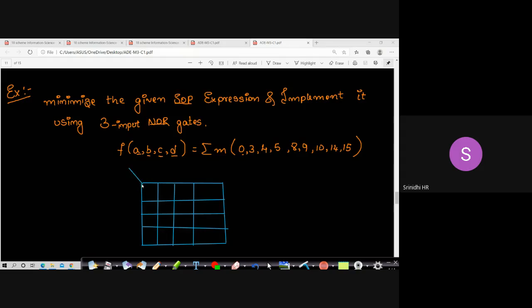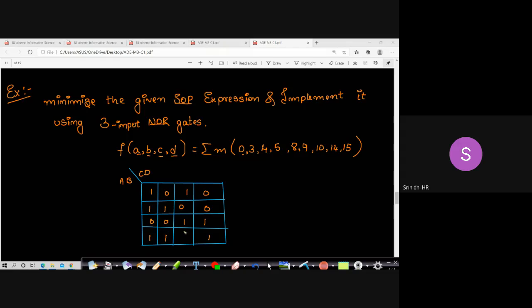Here I'm writing my inputs, that is A, B and C, D. For the cells, I have 0 and 3, next I have 4 and 5, and next I have 8 and 9. Then 8 and 9 here, and next I have 10, 14, and 15. The rest of the cells I'll fill with 0.